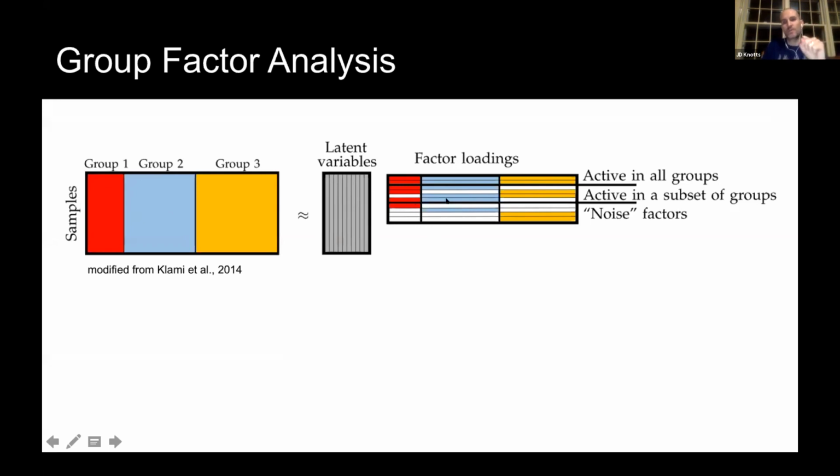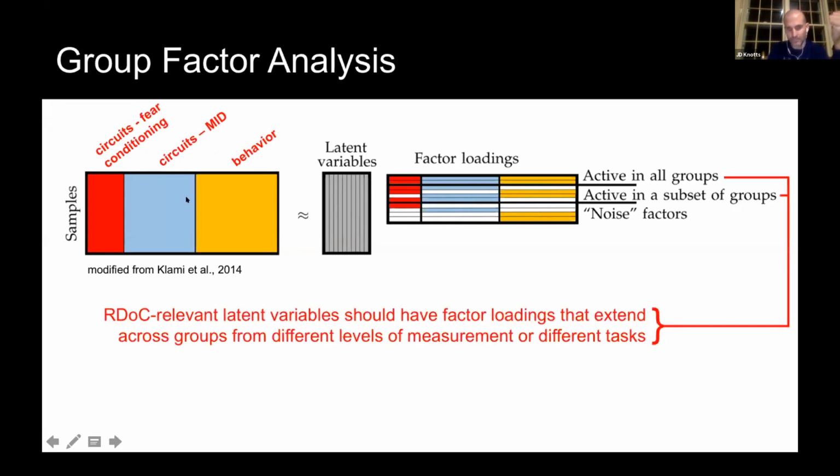So the sparse part means that for explaining the relationship between a subset of groups, any group that's not in that relationship, all factor loadings are set to 0. And the same thing with these noise factors. If it's explaining just the variance within a single group, then all other group factor loadings are set to 0. So in our case, we're using different tasks and different levels of measure as our different groups. And the idea is that if we find these RDoC relevant factors, those will be the factors that extend across groups, that explain the relationships between these different groups.